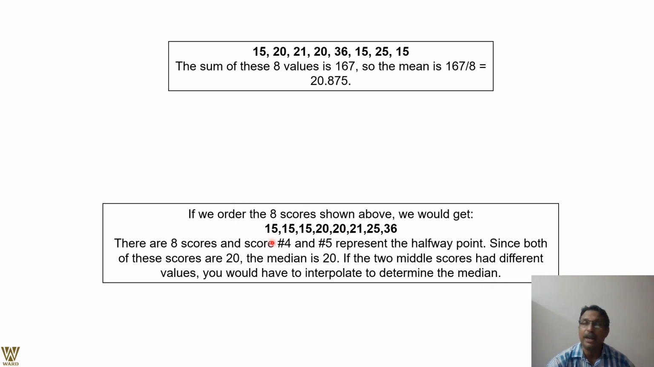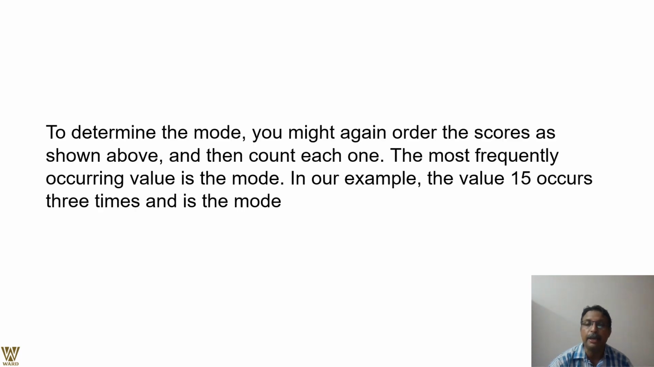So if you have got an idea of how to find the median, to determine the mode, you might again order the scores as shown above, then count each one of them. The most frequently occurring value is the mode. In our example, the value 15 occurs 3 times, so that becomes the mode. The median is the central value when we order the data in ascending fashion.